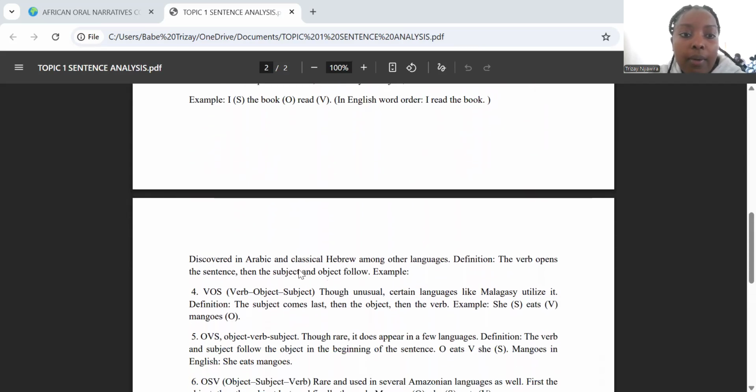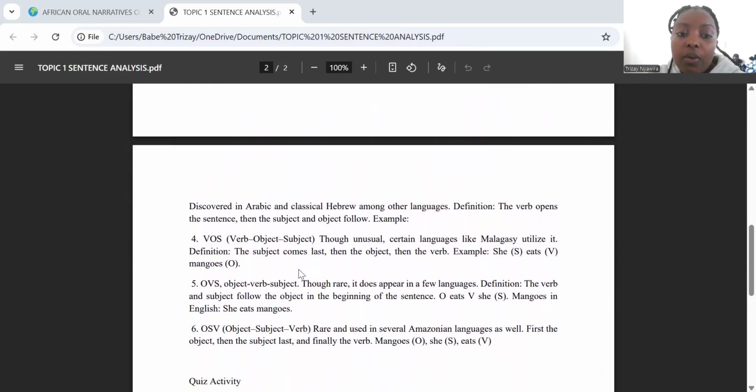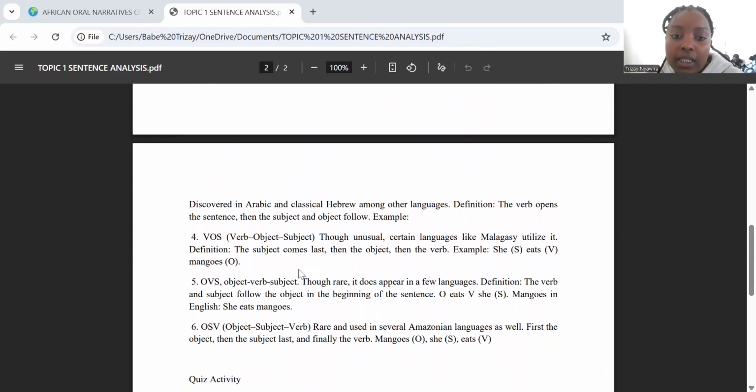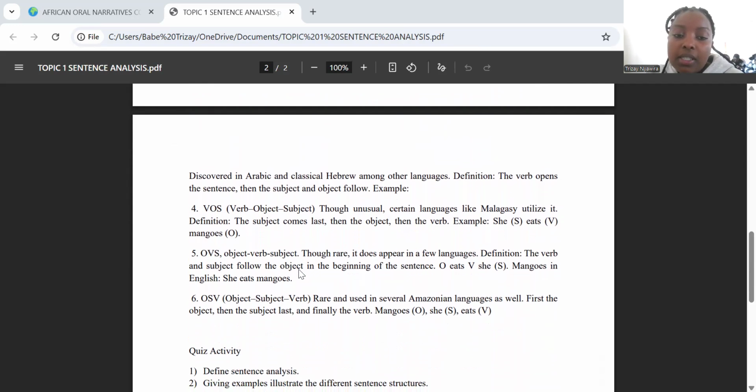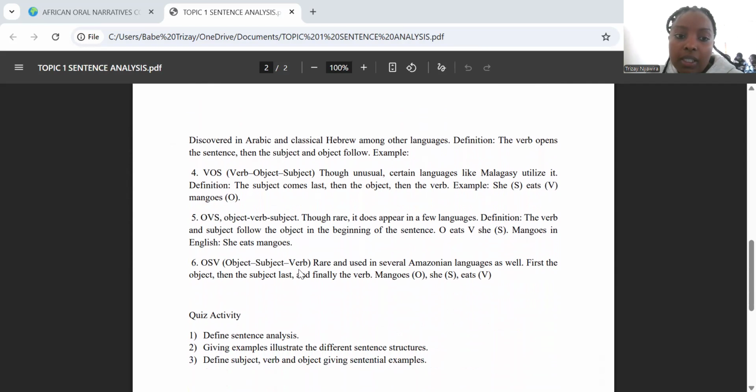So our next will be VOS, that is verb, object, subject. Certain unusual languages like Malagasy utilize it. Definition: the subject comes last, then the object, then the verb. Example is she eats mangoes, that is she is the subject, eats is the verb, and mangoes is the object.